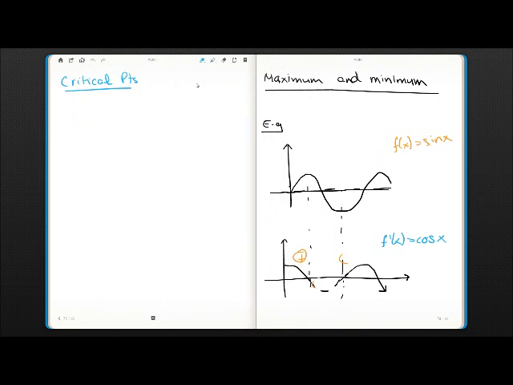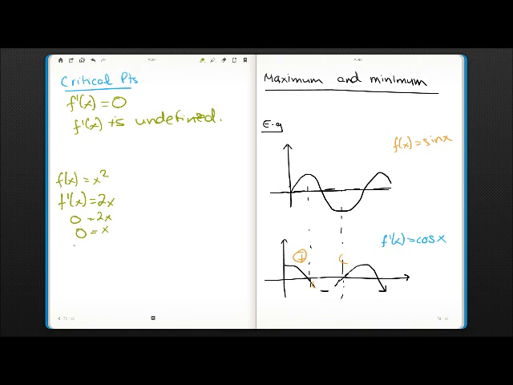So next is critical points. Critical points are any points where the derivative f prime of x is either equal to 0 or undefined. I'm just going to go over the last example. If you have f of x equals x squared, the derivative is f prime of x equals 2x, and to find the critical point you set 2x to 0, and x equals 0. Therefore the critical point is at x equals 0.